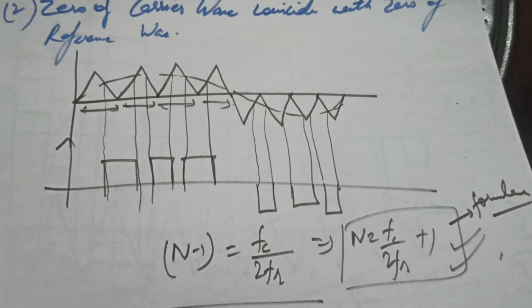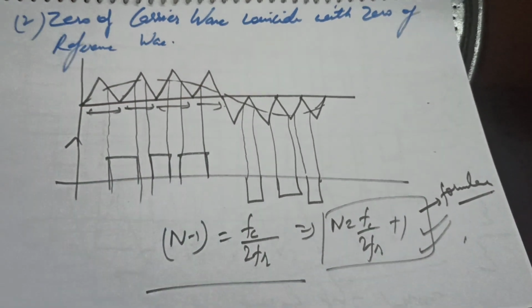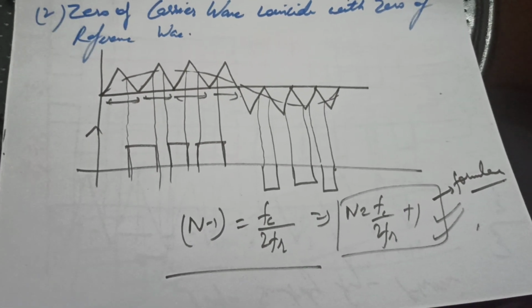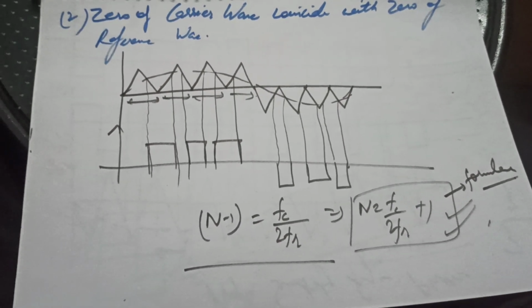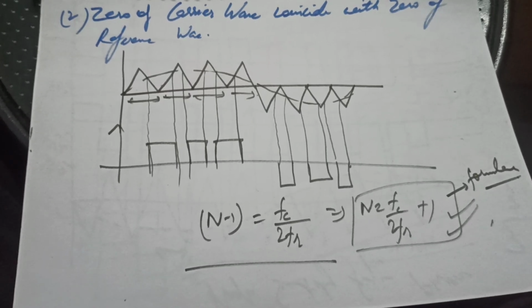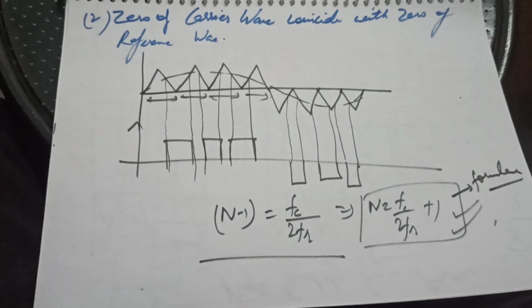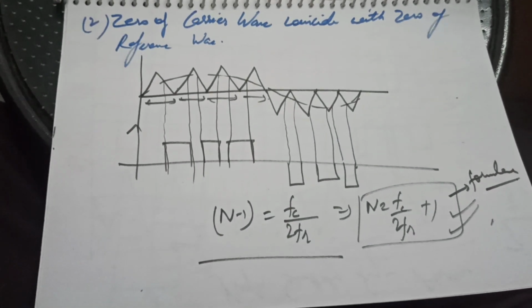How many TCs are there? Just have a look at the number of TCs. 1, 2, 3, 4. Clear? Okay. But how many pulses are there? Just have a look at this. The pulses are only 3. Clear? Are you getting it?